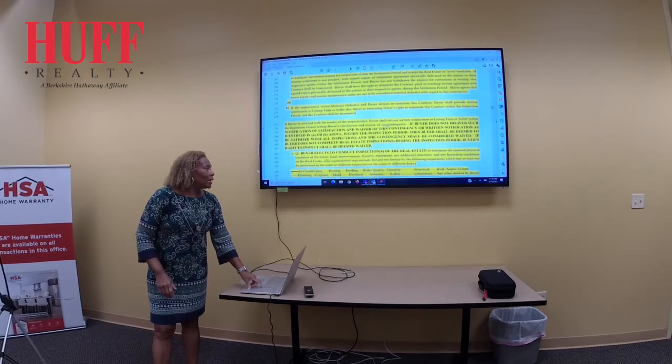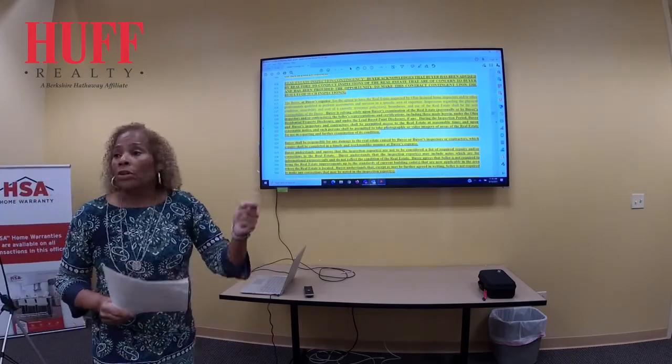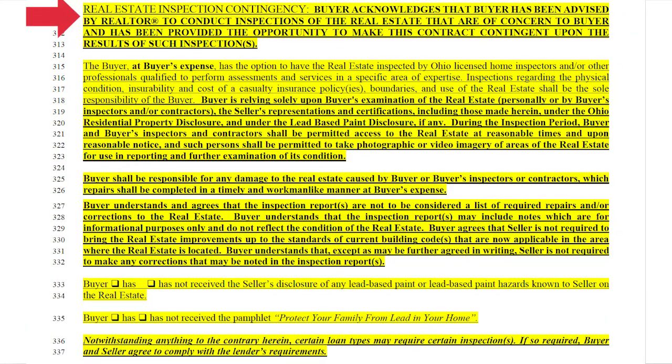So when we get on down to the new stuff, basically, again, it starts off by saying, buyer, this is your responsibility, right? If you want to know something about this property, here are the rules, here's what you've got to do. And it is at the buyer's expense to pay for all of these things.